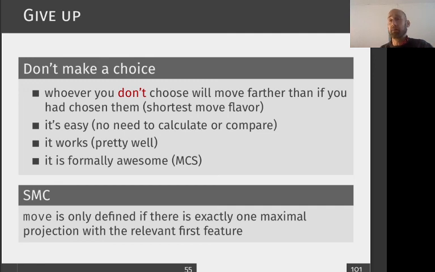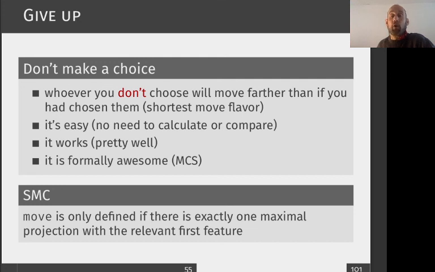Well, giving up is also easy because you don't have to compare things. You don't have to calculate. You don't have to see who's farther away. You just say, oh yeah, I bail. Right? It works pretty well. And my favorite reason is that it's formally, from a computational perspective, it's awesome. Okay. So this giving up strategy is going to be called the SMC, and it's going to be implemented in the following way.